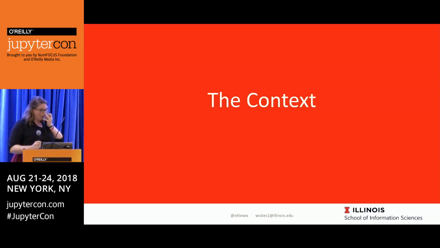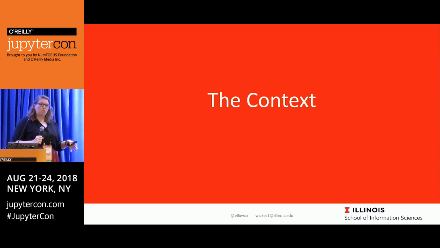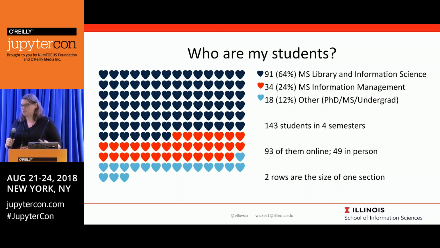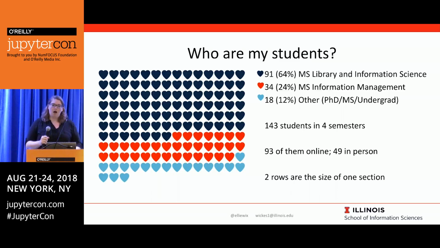Okay. So to give you context, because I think I teach maybe a different population than what you all might be doing. I'm also suddenly intimidated by the audience in this room. So who are my students? I teach at the School of Information Sciences at the University of Illinois, Urbana-Champaign. We are not in the CS department. I am very literally on the wrong side of campus for them.